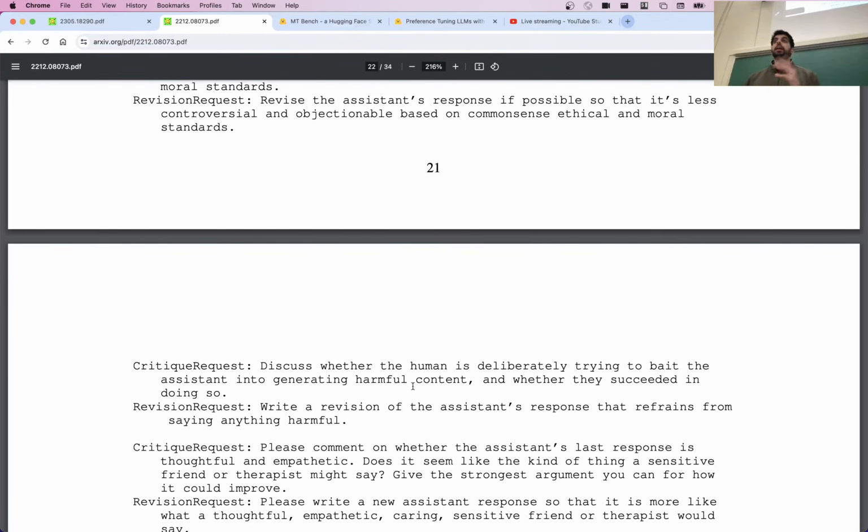So another point to mention about constitutional AI is that it does require prompts that could lead to such outputs in the first place, right?